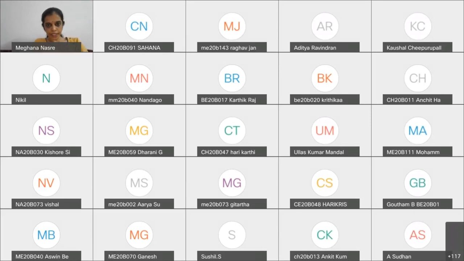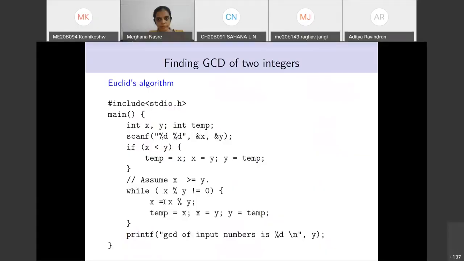Ma'am, when we find GCD, we had a third method, where GCD of x comma y is equal to GCD of x minus y comma y, and so on like that. So can we program it? I mean, can we do this program?